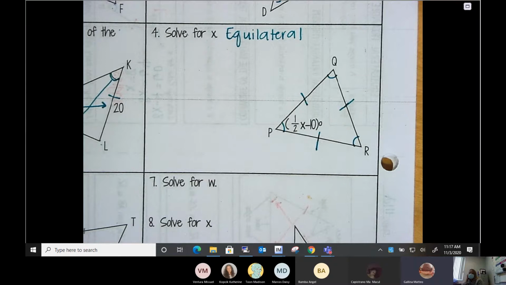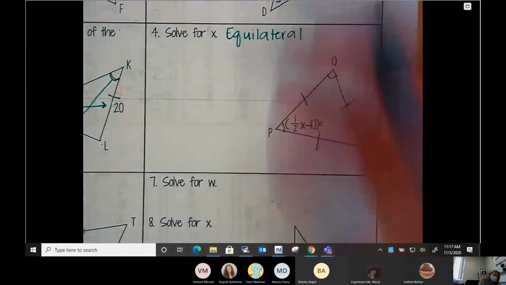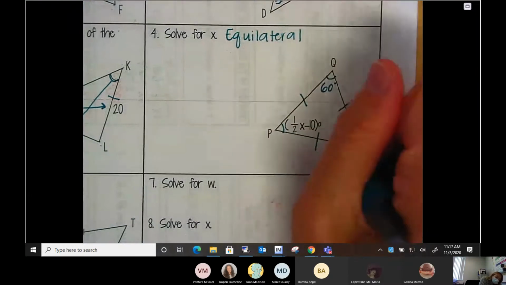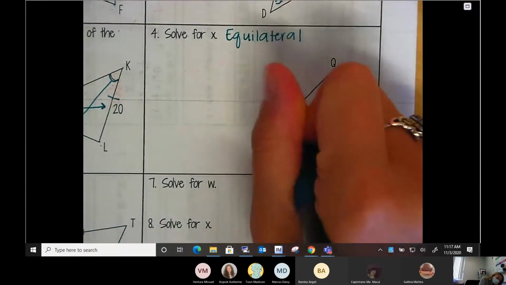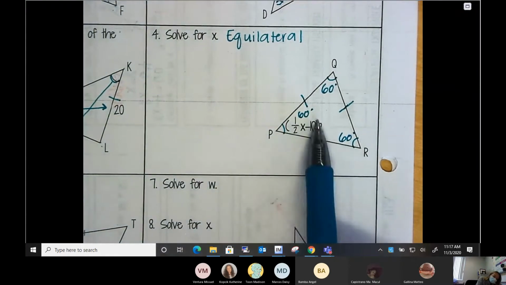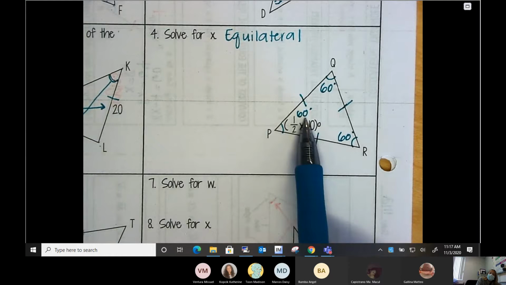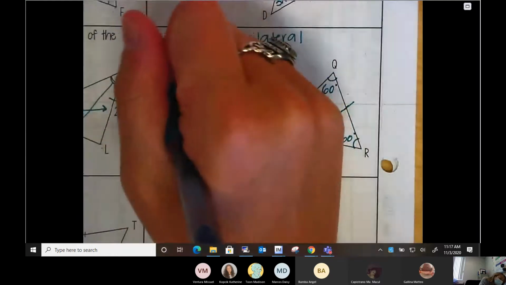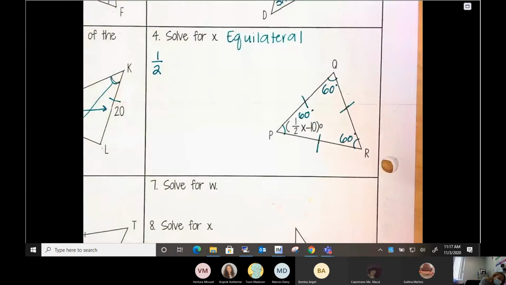Ooh, good job, Mateo. Yes, so in an equilateral triangle, each angle, I think Larrabee told us this at the beginning of class, is 60 degrees, right? So this is 60 degrees, this is 60 degrees, and this one's 60 degrees. So because they're all 60 degrees, I can just take this equation right here and set it equal to 60. And then I can solve that way. That is one way you can do it.